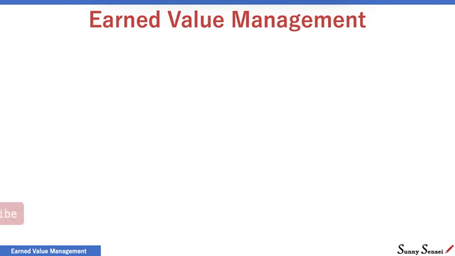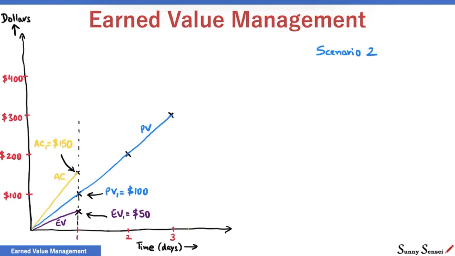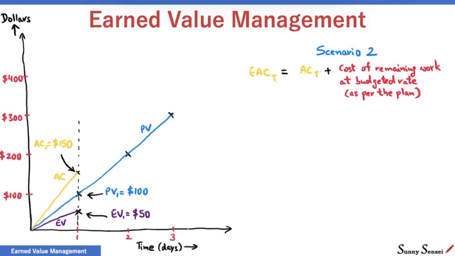Let's look at another scenario now. Scenario 2. In this scenario, even though we acknowledge that the current cost performance is not as per the plan, we are confident that the remaining work can be done as per the planned cost. Here, estimate at completion is the money already spent, or the actual cost, plus the cost of remaining work at budgeted rate as per the plan.